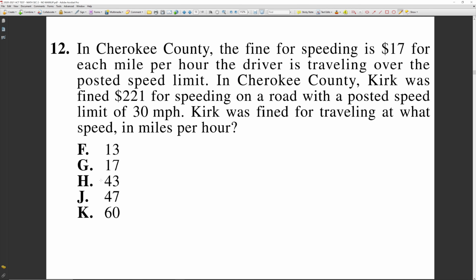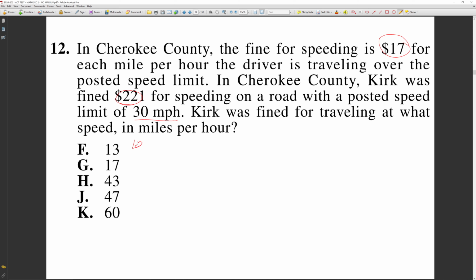Kirk was fined for traveling at what speed in miles per hour? Okay, let's keep that in mind. In Cherokee County, the fine for speeding is $17 for each mile per hour the driver is traveling over the posted speed limit. In Cherokee County, Kirk was fined $221 for speeding on a road with a posted speed limit of 30 miles per hour. Kirk was fined for traveling at what speed in miles per hour?